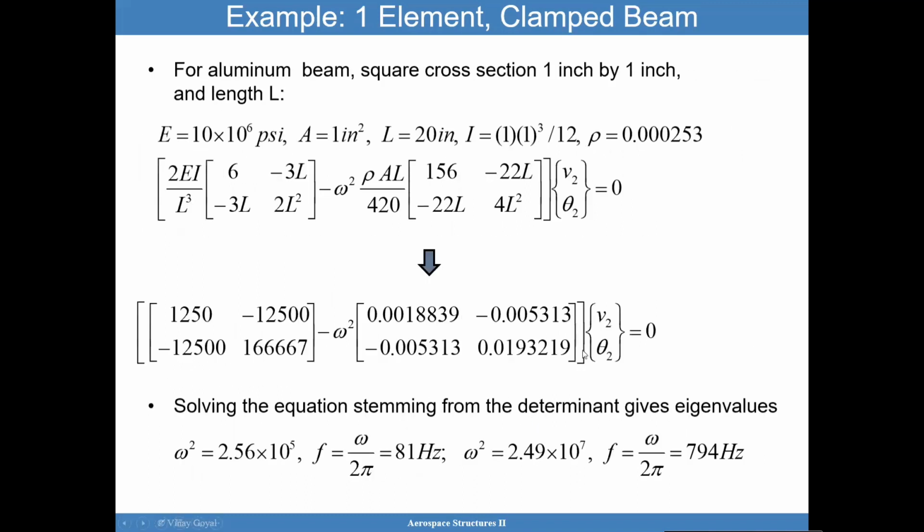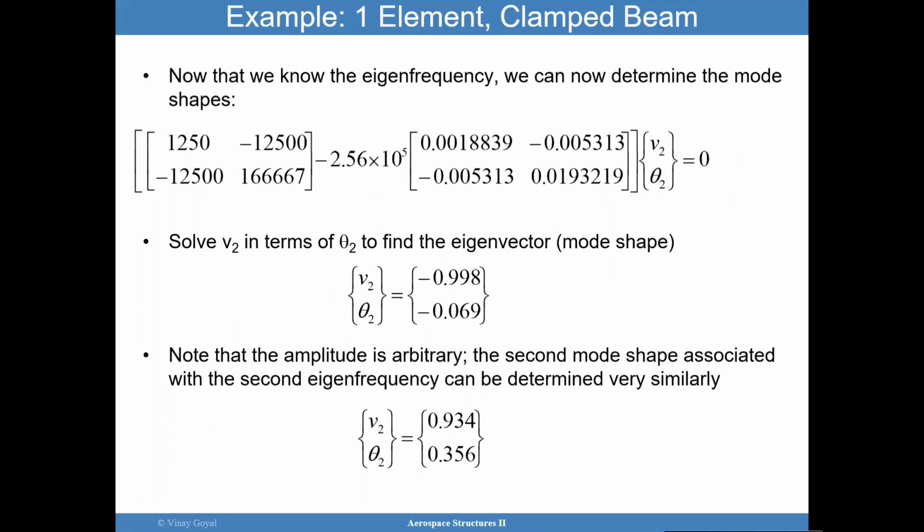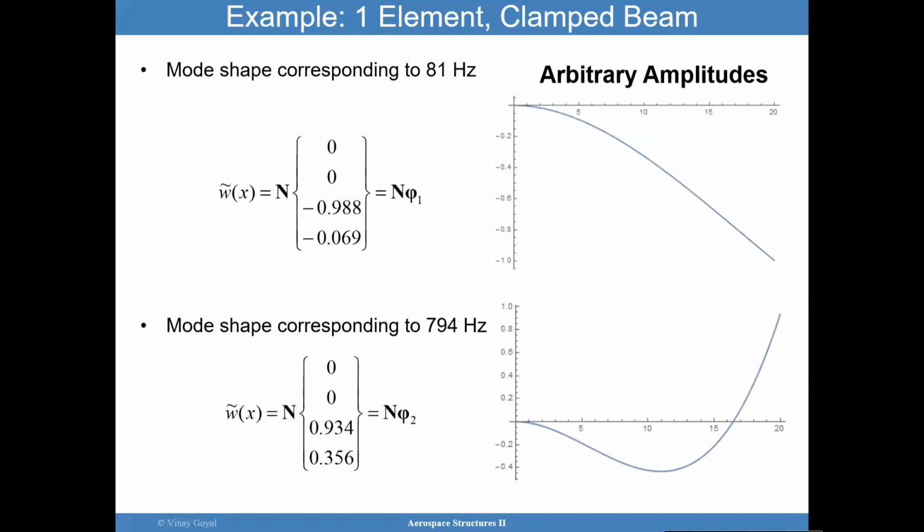And notice how if V2 and theta 2 are 0, I get the trivial solution. That means the beam is hardly moving at all. There's no movement. Now that we know the eigenfrequency, we can determine the mode shapes. So for each frequency calculation, you can calculate the mode shapes that make this happen. So you can find the eigenvectors, or the mode shapes, corresponding to each of these frequencies, omega squared. You can now plot it.